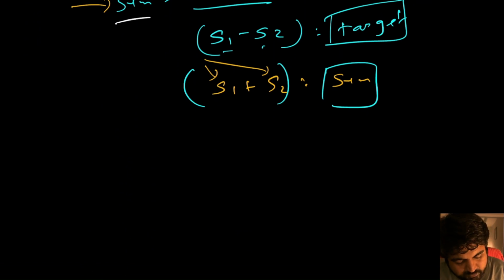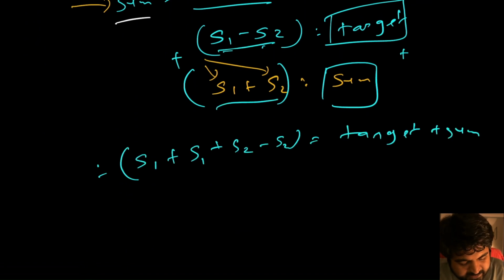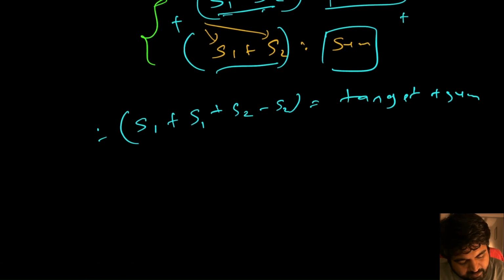So if we do a combination of these two plus these two, we can create a new equation where the values are, we did nothing special, we just did the sum of these two values. Okay, now in this scenario, this s2 and s2 are going to cancel each other out, so we can say that 2 of s1 is going to be target plus sum.